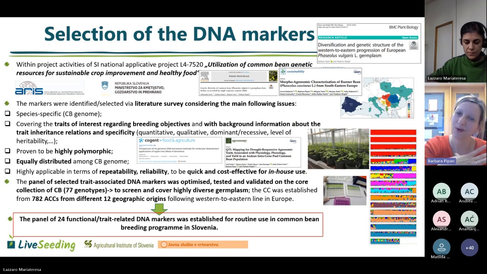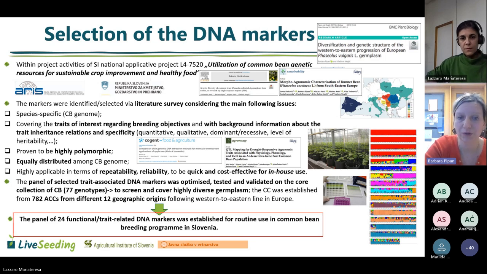So within this project, we identified and selected the panel of markers which would be suitable for a common bean breeding program. Okay, so how did we do it? In our case, the markers were selected via a literature survey, considering the following main issues. The markers were already available in the literature, already published. We just did the literature survey according to the different requirements we have for our breeding program.